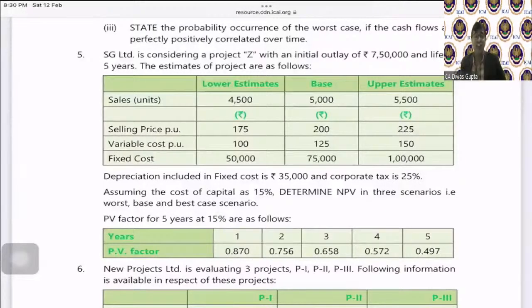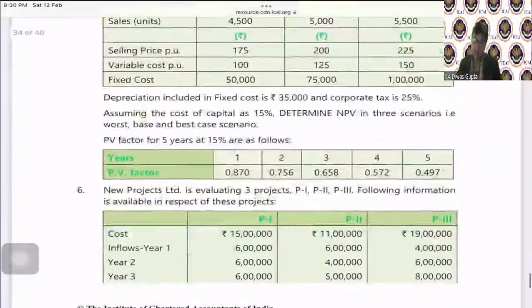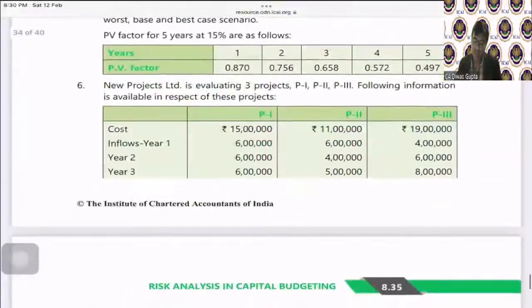Now, for the variable cost and the fixed cost, the worst will be the upper estimates. So the worst for variable cost will be 150. You're getting my point? The worst for fixed cost will be 1 lakh. So this is the only catch in the question. Okay, Soumya? Rest all you plot the numbers and calculate it. Answer is simple. Just refer to the solution given in this.